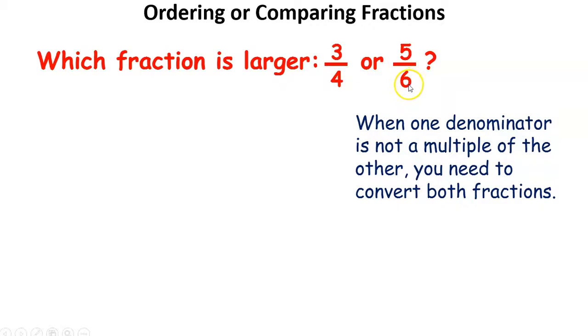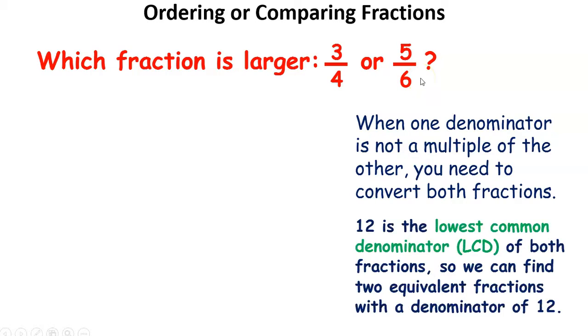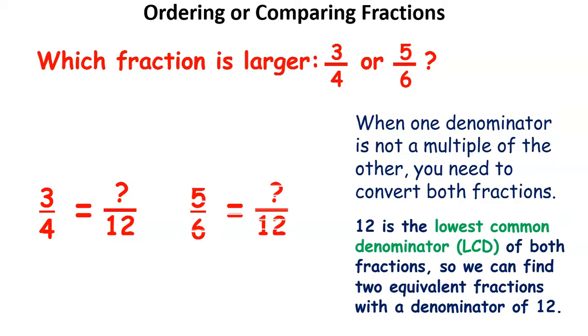Now, 6 is not a multiple of 4, and 4 is not a multiple of 6, so I'm going to have to find the lowest common denominator between these two numbers. Again, if we're good with our times tables, we'll know that 12 is common to both. For those of us that aren't, we're going to have to refer to our times table charts and see what's the lowest common multiple for both 4 and 6. So, I know that 12 is going to be my new denominator because that's the lowest common denominator between these two fractions.